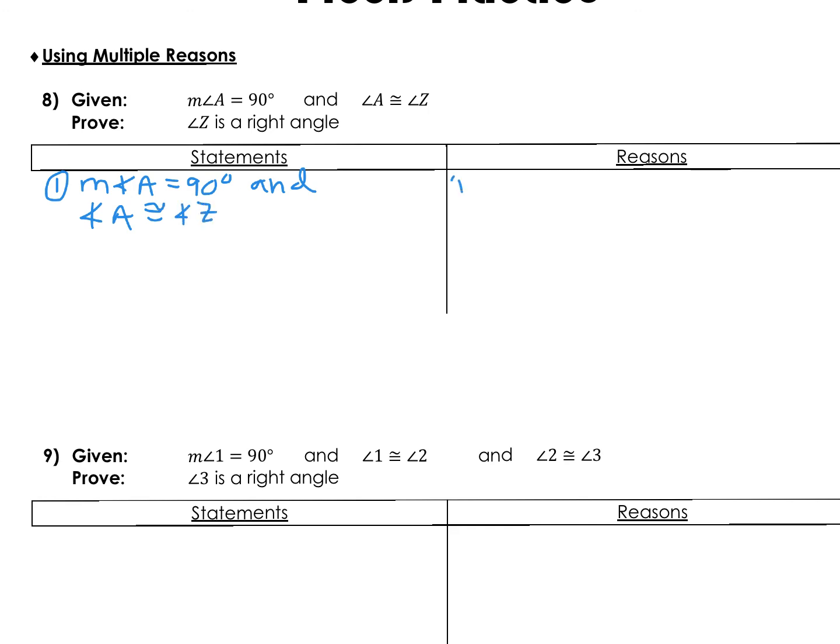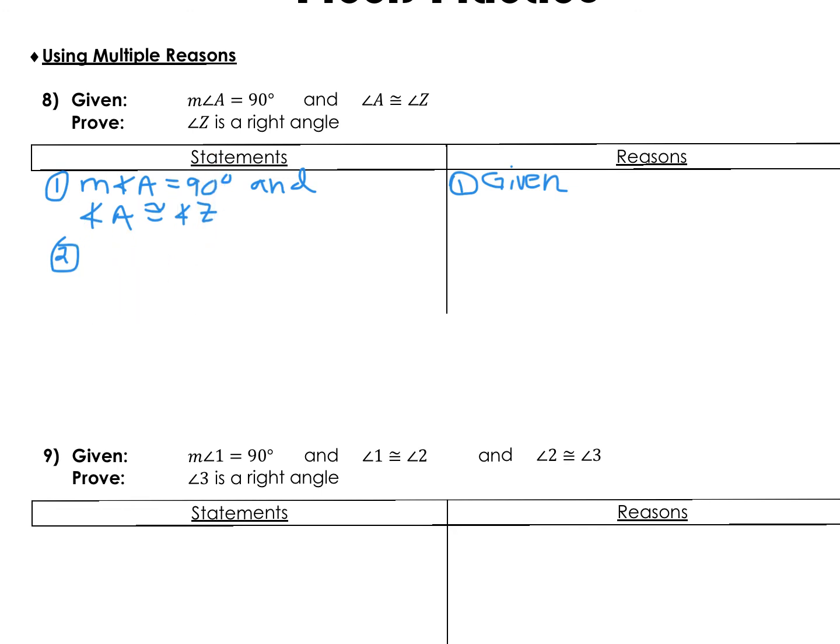And our reason is given. Now some people might split this given apart, and you can do that, that's fine, but I don't think you're ready for that, so I'm going to keep it put together for right now. Okay, so in my next statement, I want to try to substitute in this value of 90 for angle A.